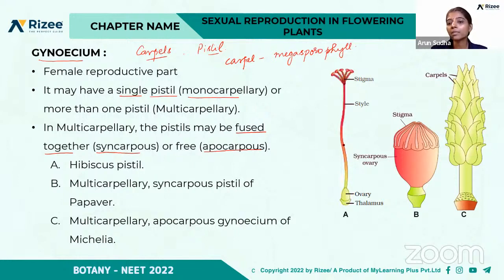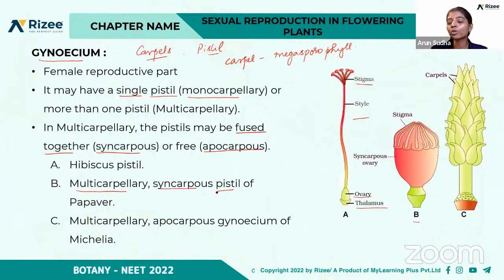So these are the examples for some of the apocarpous and the syncarpous. So this is the hibiscus pistil. All the other parts are removed, that is calyx, corolla, everything is removed, only the pistil is shown. It has the three parts: stigma, style, and then the ovary, which is attached to the thalamus, that is the basal part. So only the female reproductive part of hibiscus is shown here. So here it is a syncarpous pistil. And this B is multicarpillary, that is more than one pistil, and it is a syncarpous pistil.